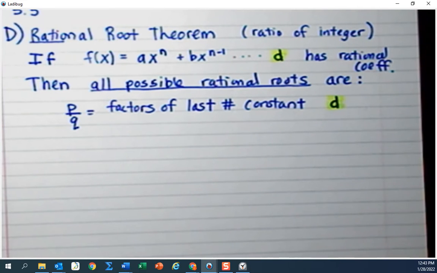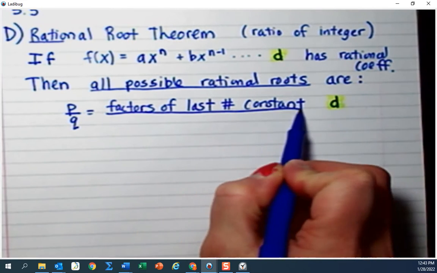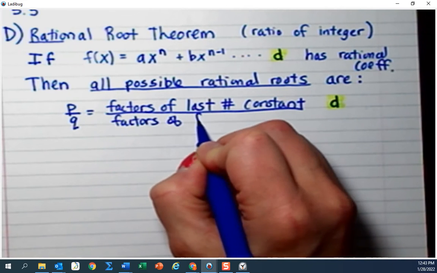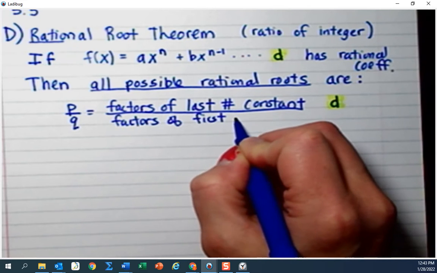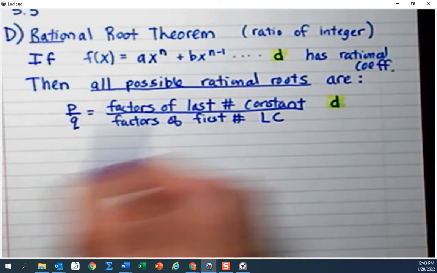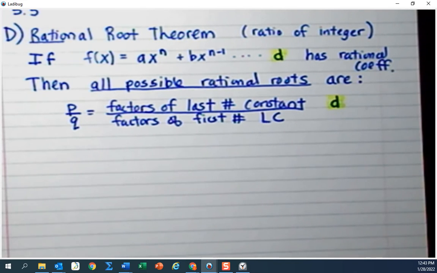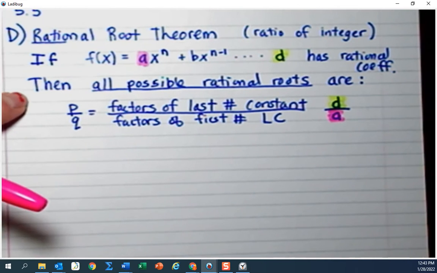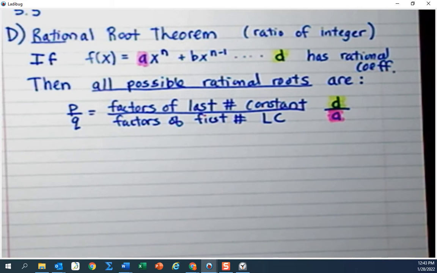It's the last number over factors of the first number, or the leading coefficient. That is the A. It's just the A. Factors of the last number over factors of the first number. Now the part I always forget is which one goes on the top, without memorizing it.